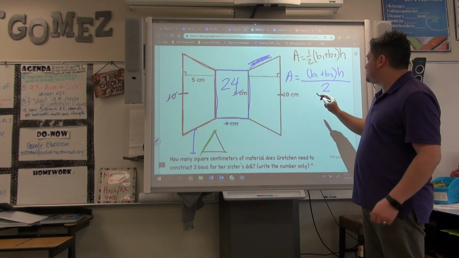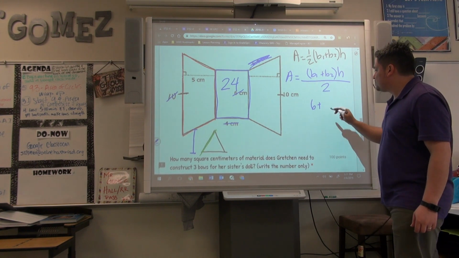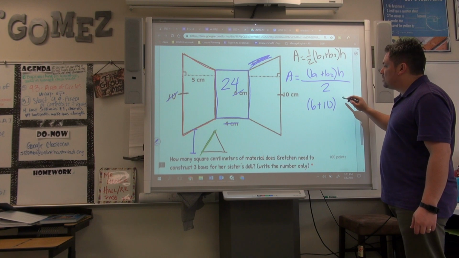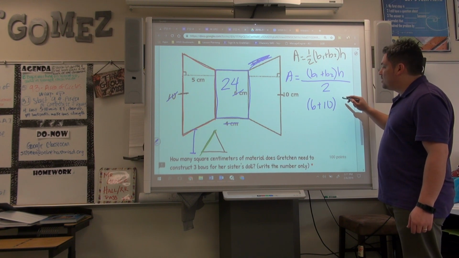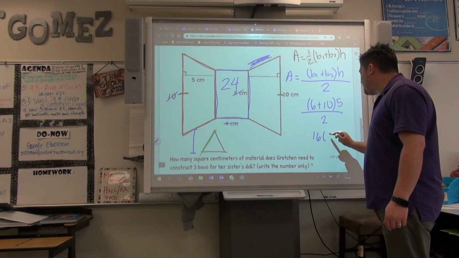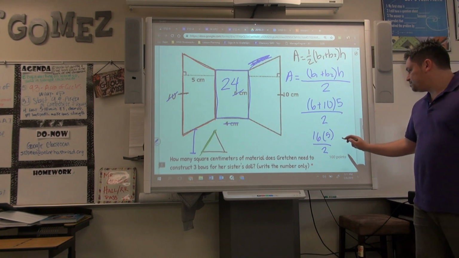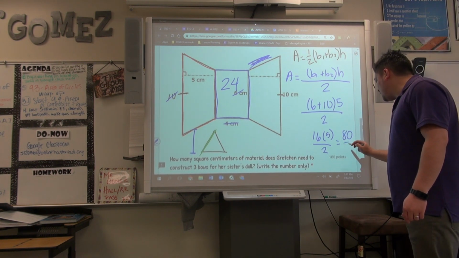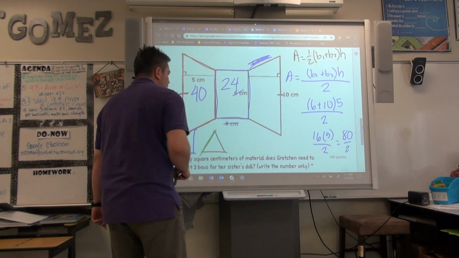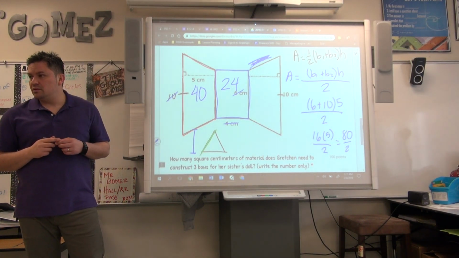So B1 is 6 plus, what's my B2? 10. You add that, and the height is? 16. The height is? 5. 5. And then you divide by 2. So it's gonna be 16 times 5 divided by 2. What's 16 times 5? 80. 80 divided by 2. 40. So the area for this one is 40. Am I done? No. Yes, because the other side would be 42.